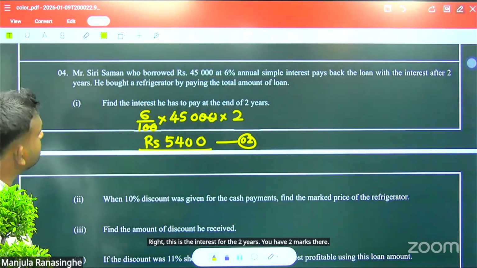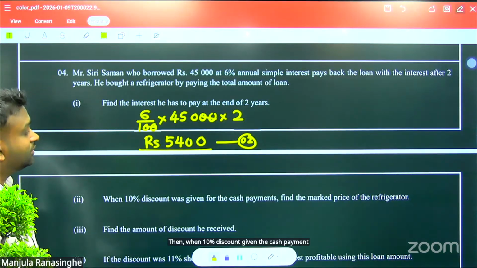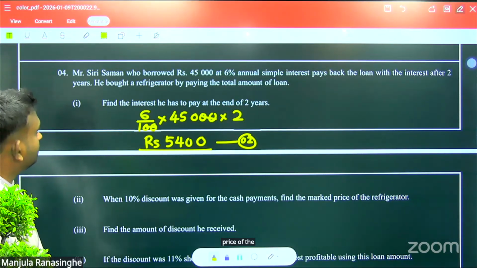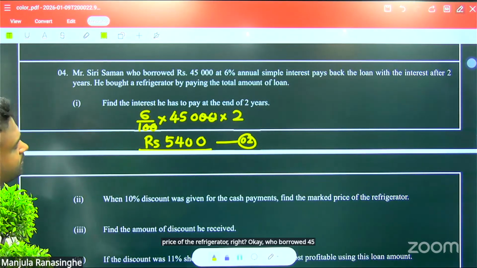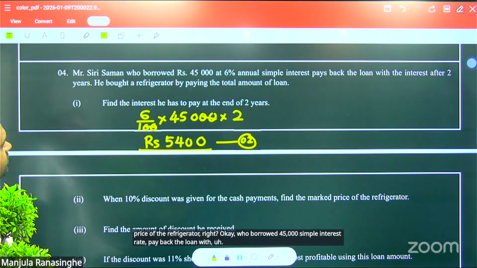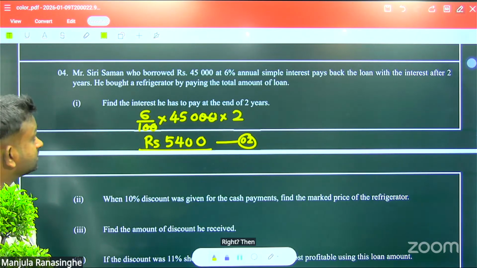Then, when a 10% discount is given for the cash payment, find the marked price of the refrigerator. Okay, he borrowed 45,000 at simple interest, paid back the loan, and bought the refrigerator by paying the total amount of the loan. When a 10% discount was given, find the marked price of the refrigerator. Right, there is a small difference here.